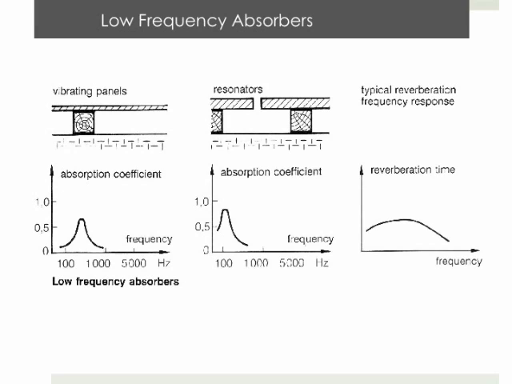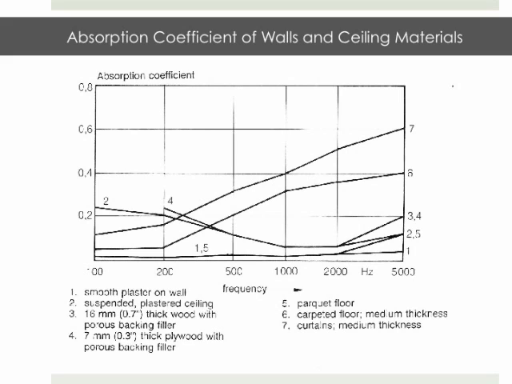Here we see examples of low-frequency absorbers or bass traps, the ones that will absorb the low frequencies. This graph shows us the different kinds of absorption coefficients of ceilings and walls and their relationship to the frequency.